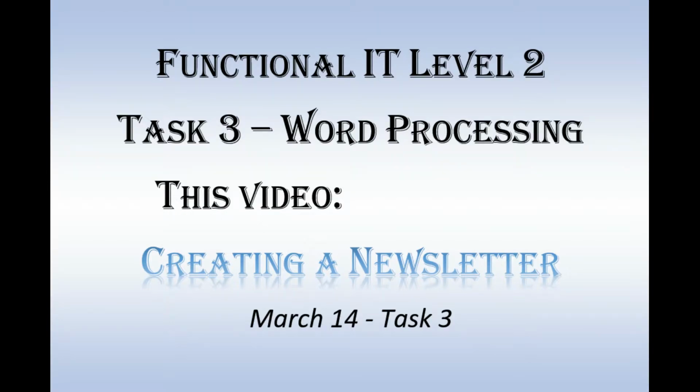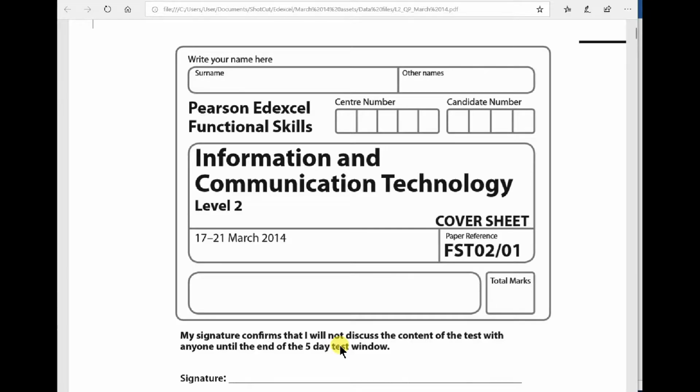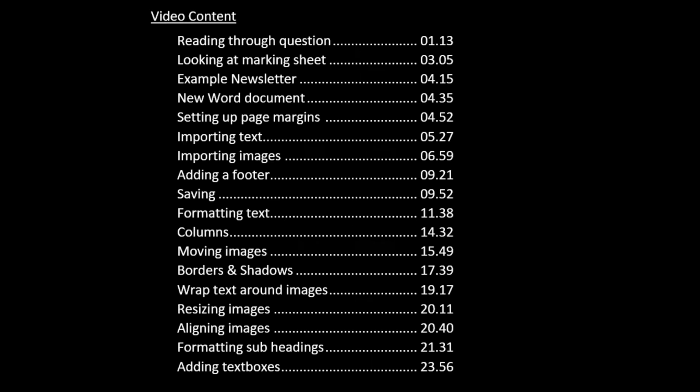We're going to look at task 3, the word processing task, of Edexcel's Functional Skills Level 2 March 2014 practice exam. This is quite a long video, so I've put contents at the beginning of the video and it marks where each of the topics start in the video, so you can jump straight to a particular topic if you want to know about how to put text boxes in, etc.